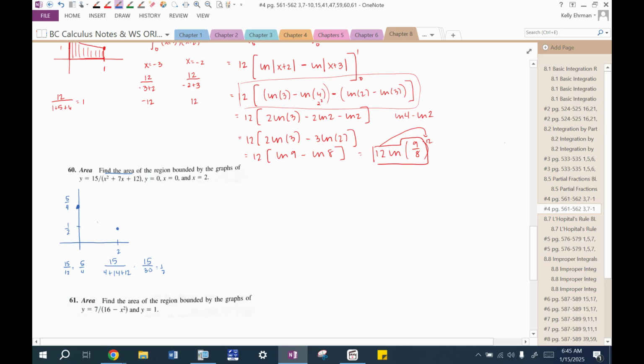I'm not too worried about scale. I know it's a rational function, so it's going to have some sort of curve like that. And again, we're just looking at this area.